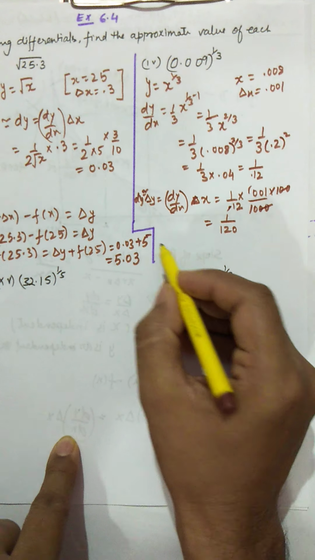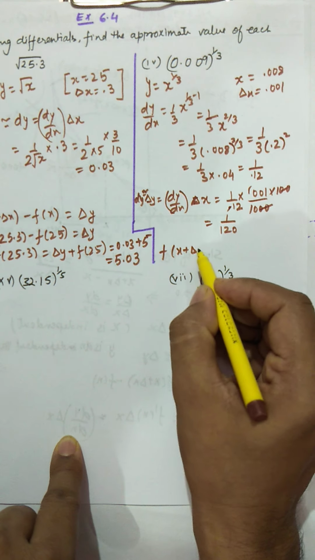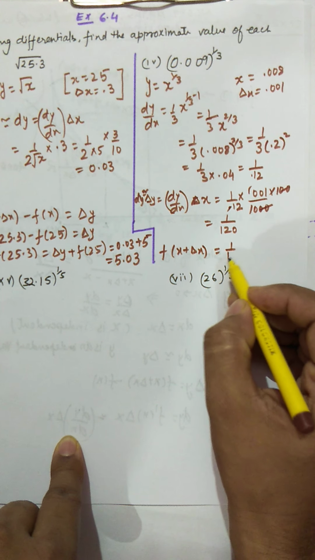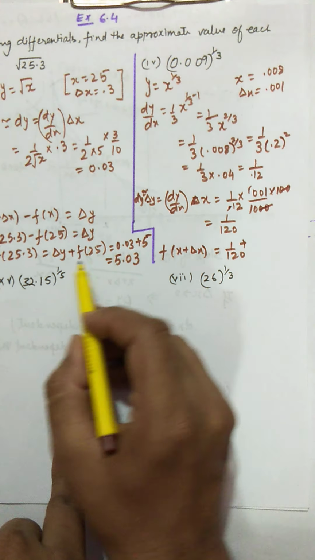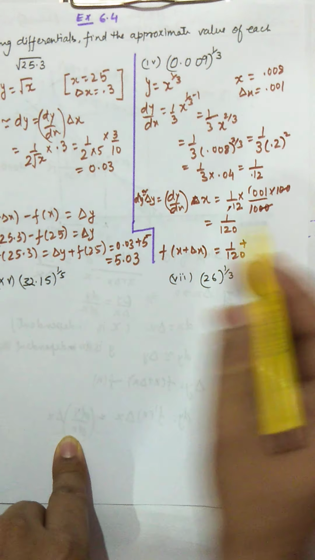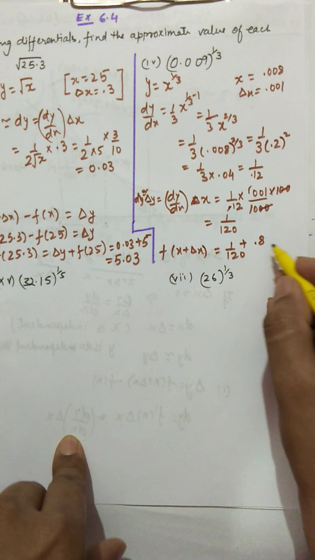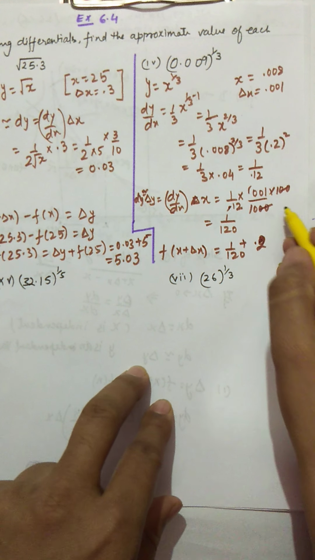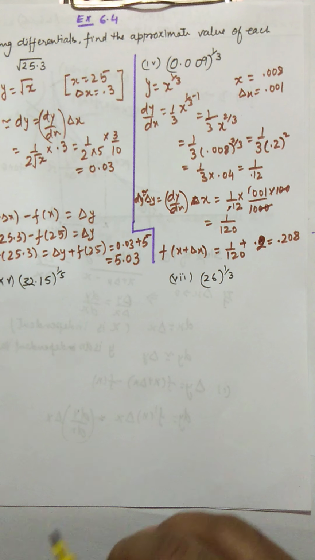We can now write directly that f(x plus delta x) will be delta y, which is 1 upon 120, plus f(x), the formula we have already written here. So this is going to be 0.2. We can now simplify this. After simplifying, this is going to be 0.208. So this is the value that you are looking for.